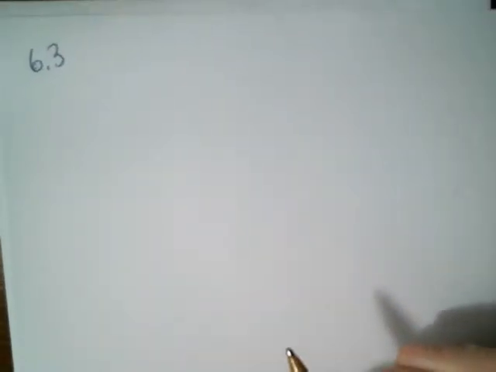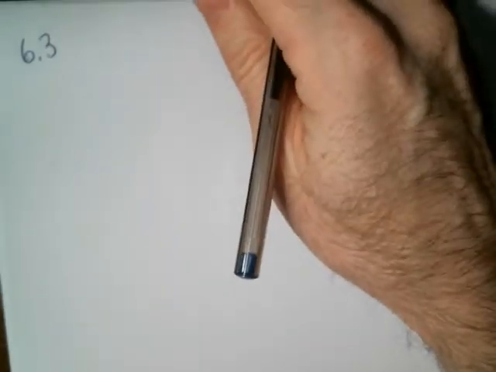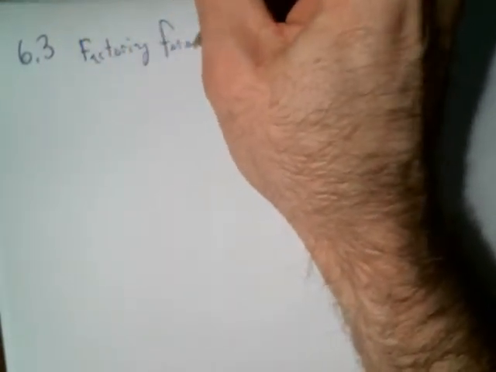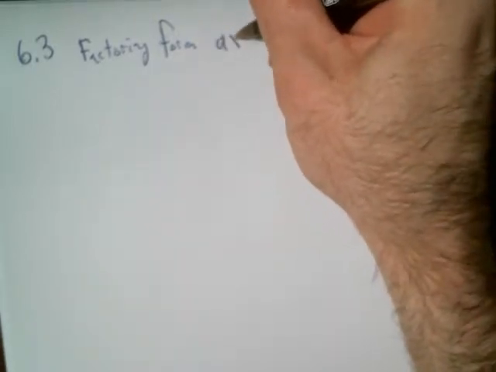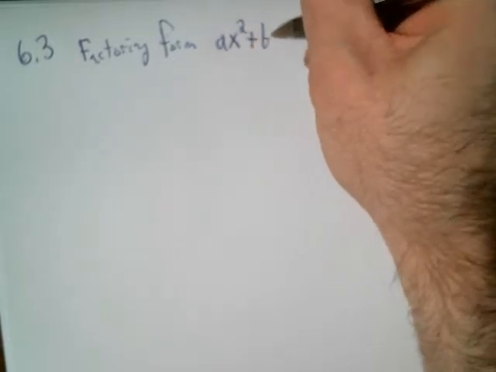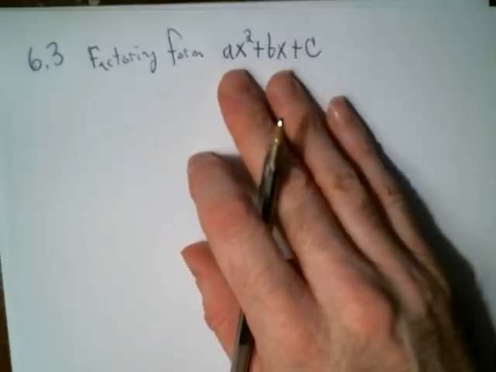Okay, so this is now 6.3. We're still factoring, except this time we're going to be doing trinomials where the leading coefficient is not equal to 1. So factoring trinomials of the form ax squared plus bx plus c. This time we'll have some sort of constant in front of the x squared.